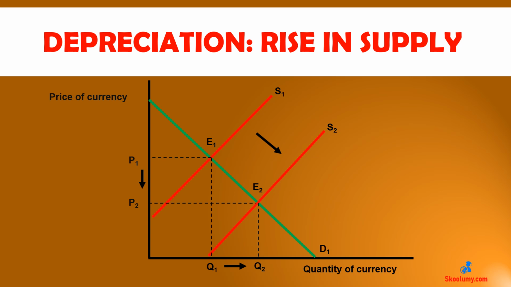A rise in the supply of domestic currency as more people try to import goods from other countries causes a fall in the price of the currency. People sell the domestic currency to obtain foreign currency to pay for imports. This will increase the supply of domestic currency from S1 to S2, leading to a fall in the exchange rate from P1 to P2. The quantity of domestic currency increases from Q1 to Q2.